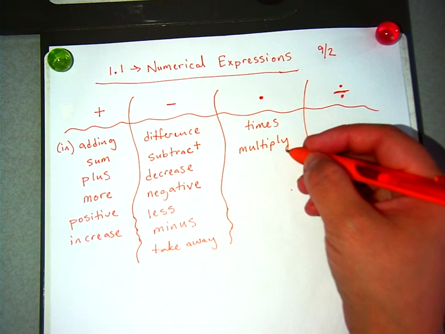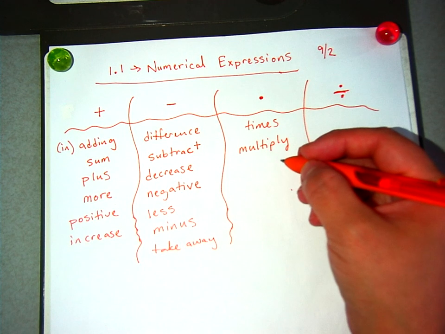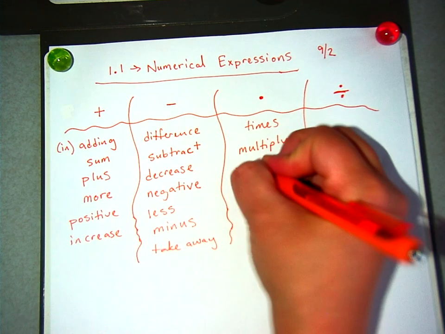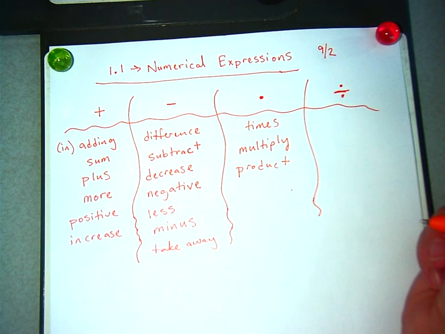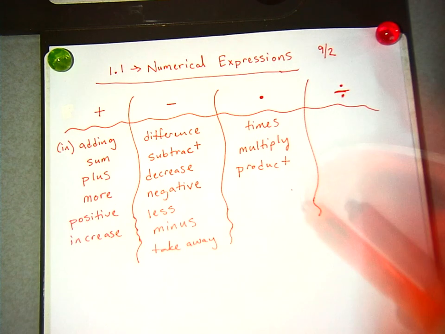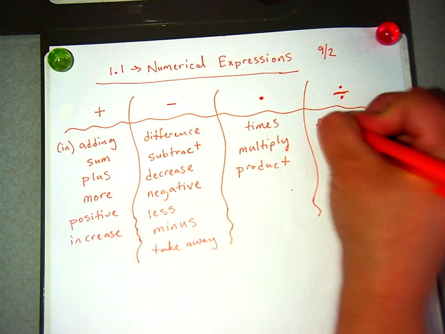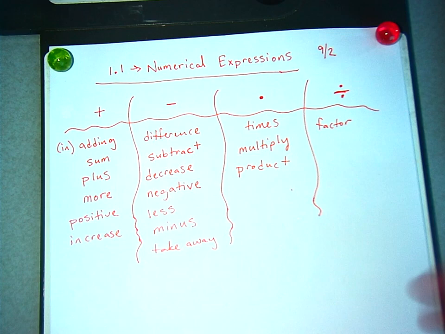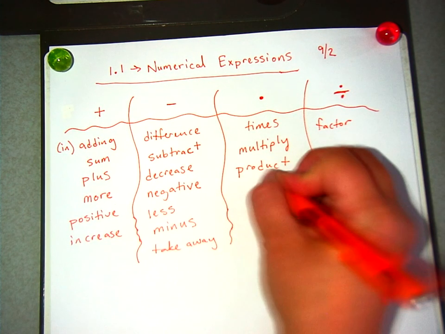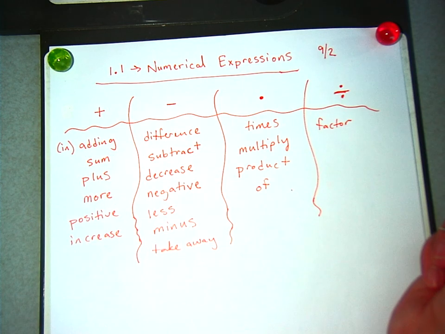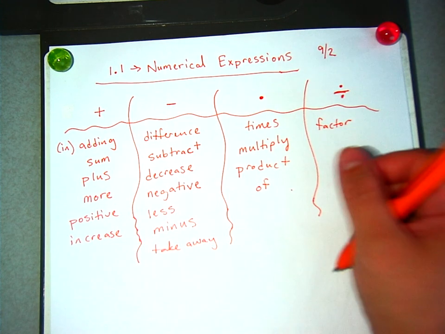Times, multiply. Product. Great. Yes? Factor. Factor is usually splitting it apart. I'm going to put that here. Well, it's still something we want. Product. I'm going to say of. Of is a really good one. Like if I said 60% of 10, of means multiply, always.